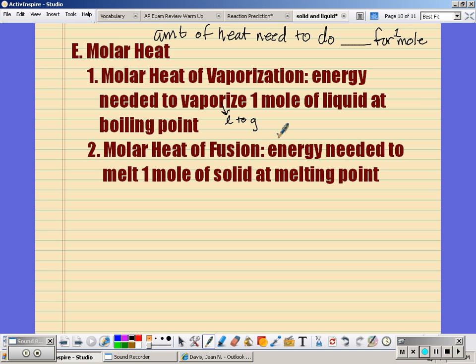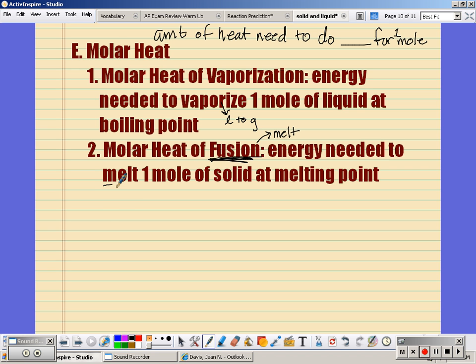Molar heat of fusion. The word fusion here does not mean nuclear chemistry. We're not combining nucleuses or nuclei. Instead, the word fusion here means to melt. So this is one that confuses a lot of people because it's a different word. It's not heat of melting, it's heat of fusion. It's the energy needed to melt 1 mole of a solid at its melting point.